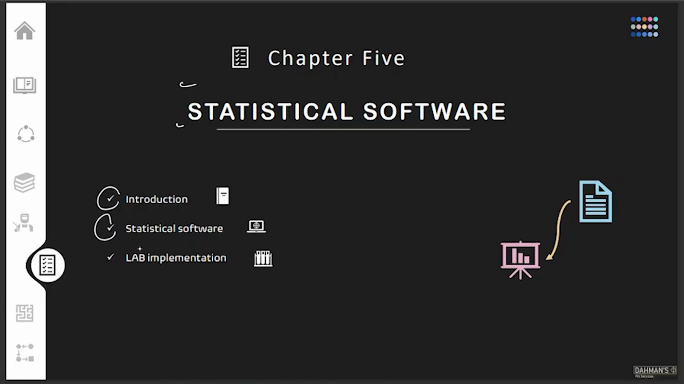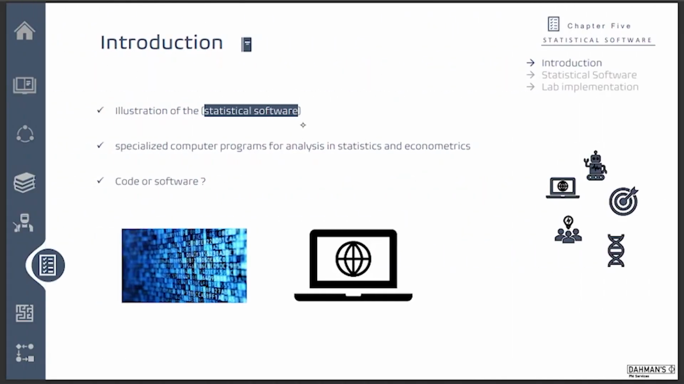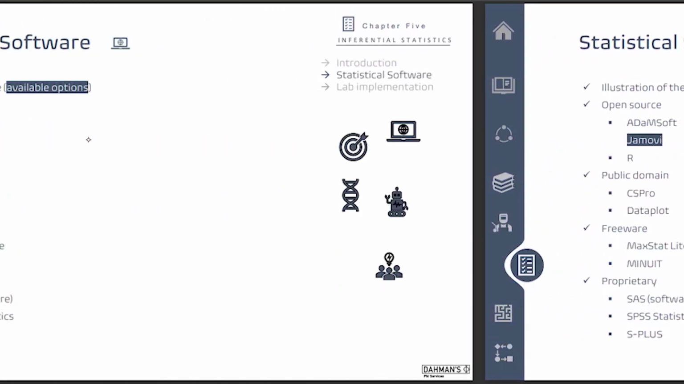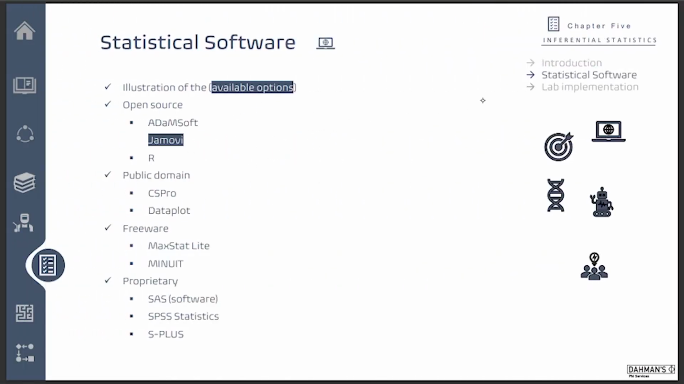That's why first, in this chapter, we're going to look at a quick introduction on the idea of statistical software, and then we'll be looking at the statistical software we chose for that, and finally we'll do the lab implementation. So first, as we said in the introduction, we'll look at the idea of statistical software, and then at a number of available tools, depending on whether they are open source, public domain, etc.